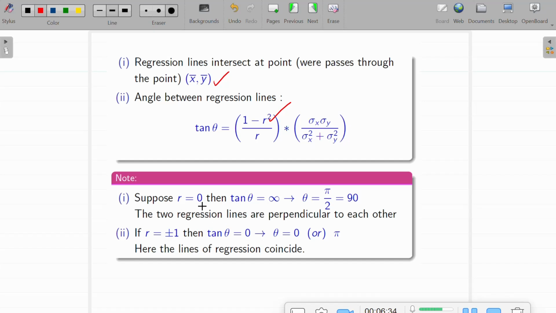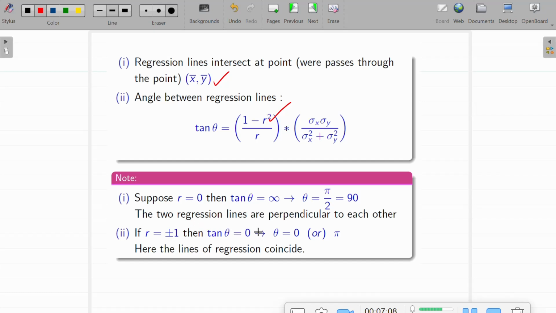Suppose r is equal to 0, in the sense that there is no correlation, then tan theta is equal to infinity, so theta will be 90 degrees. So when r is equal to 0, the two regression lines are perpendicular to each other, right? If r is equal to plus or minus 1, then the lines are identical to each other.